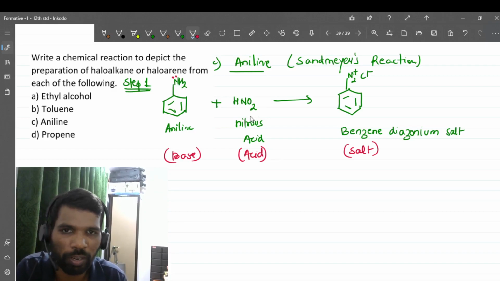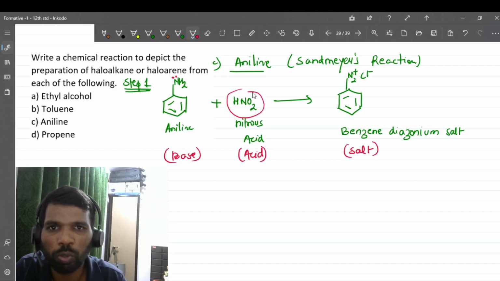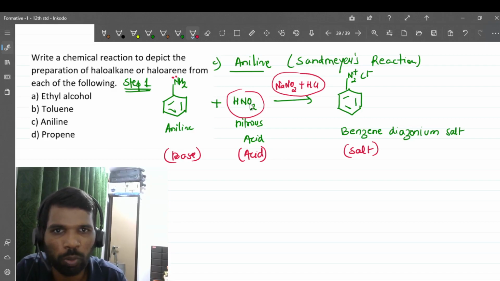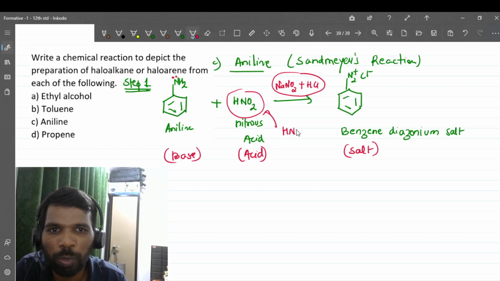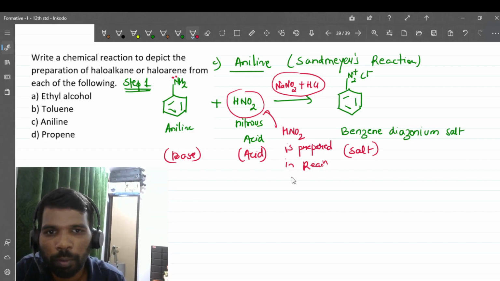This is HNO2, and HNO2 is a good acid. Instead of HNO2, they can also write NaNO2 and HCl. Don't get confused. Writing HNO2 or NaNO2 with HCl is one and the same. This is an in situ reaction. In situ reaction means this HNO2 is prepared in the reaction mixture only, during the reaction.